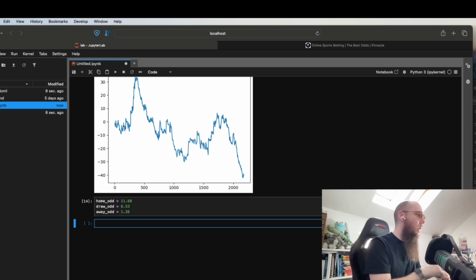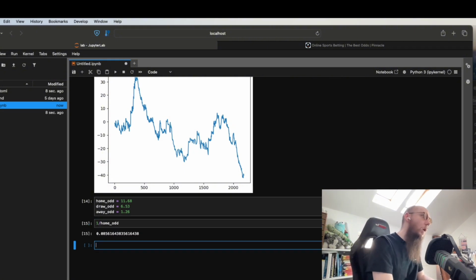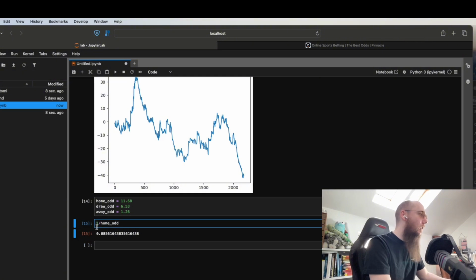Okay, so naively looking at this, Pinnacle's probability for a home win is 1 over home odd, which is about 8.5%, 0.085. And their probability for a draw is 1 over draw and then 1 over away. And we're going to construct those and we'll look at what that means.